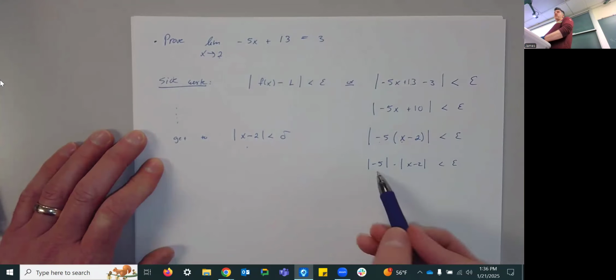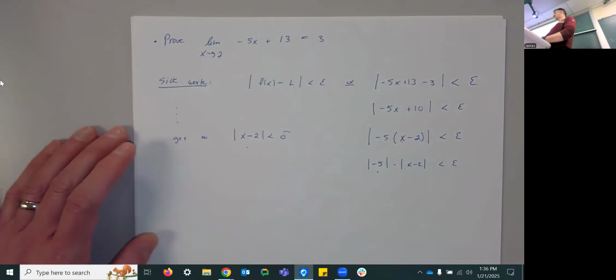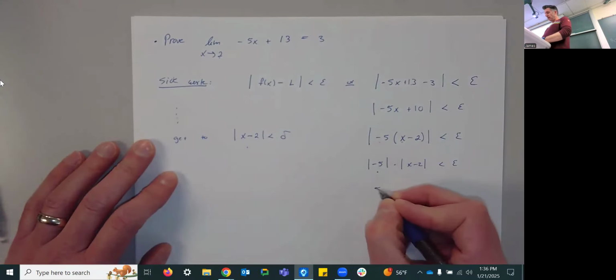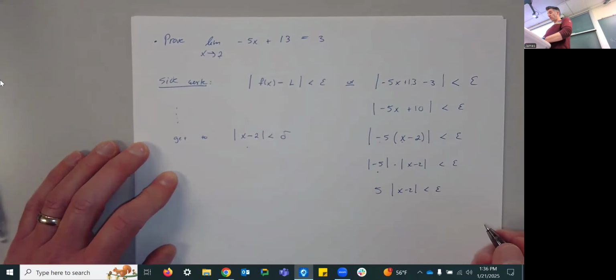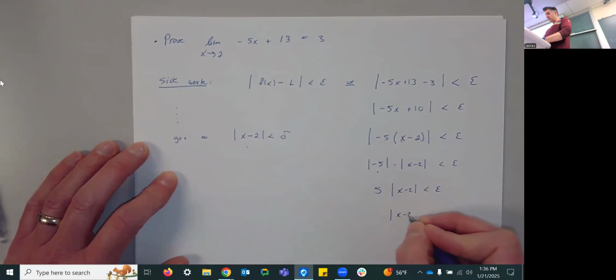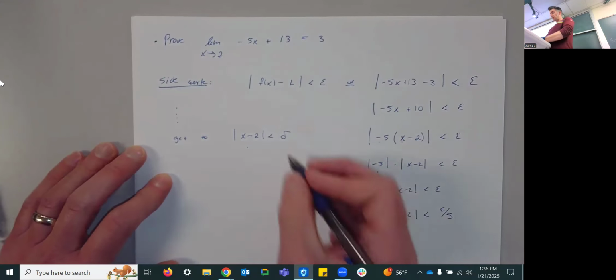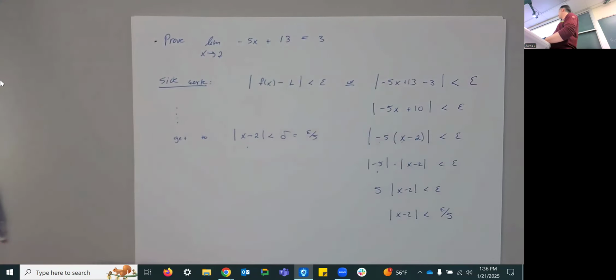But what's the absolute value of negative 5? Right. But for the other one, I didn't actually need to even write it because I already knew it was going to be positive. But here I'm, okay, a little bit more careful here. So I have 5 times the absolute value of x minus 2 is less than epsilon. Or in other words, the absolute value of x minus 2 is less than epsilon divided by 5. So delta equal to epsilon divided by 5 is going to be our choice for delta.